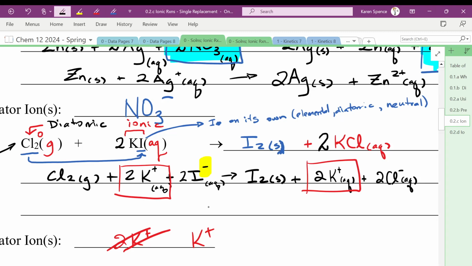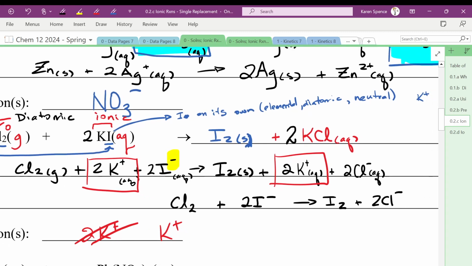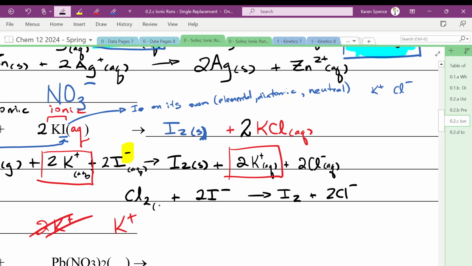So you would just write your net ionic reaction as Cl2 plus 2I- goes to I2 plus 2Cl-, and then of course you would have to go through and put in all your states.